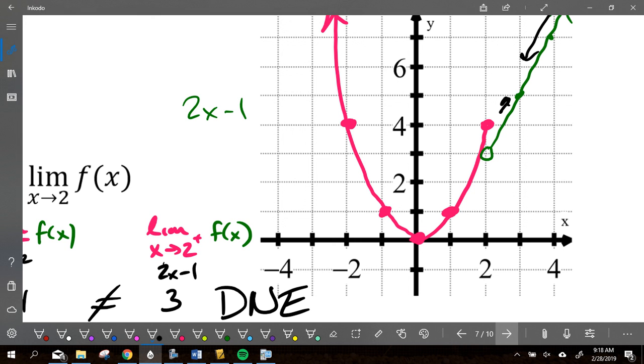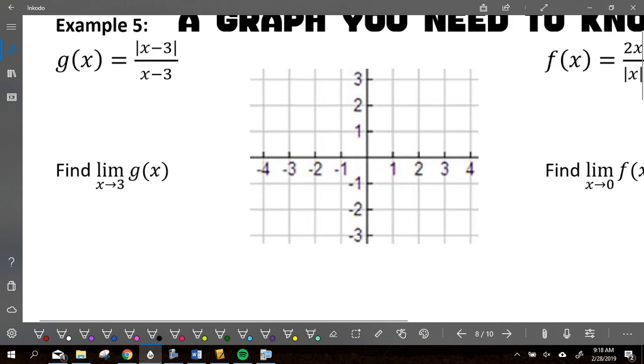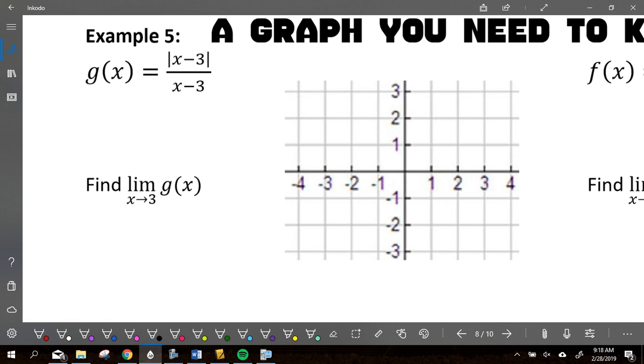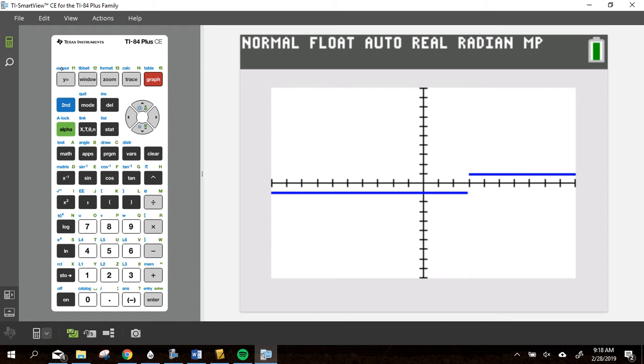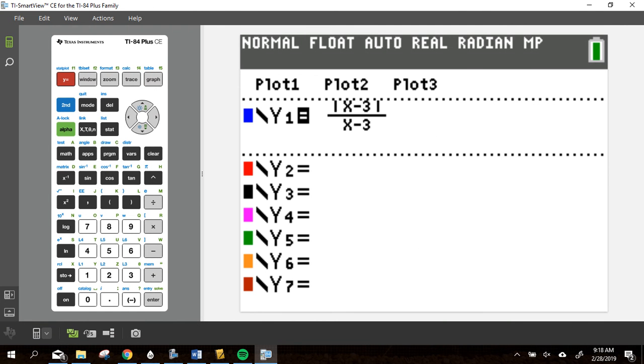Flip it over. We're going to go through this next one pretty quickly. This is a graph you need to know. We graphed this in our calculator quickly yesterday. If you don't believe me, type in some numbers. Okay, I'm just going to show it on your calculator real quick. This is the absolute value of x minus 3 all over x minus 3. I'm finding the limit as x approaches 3.